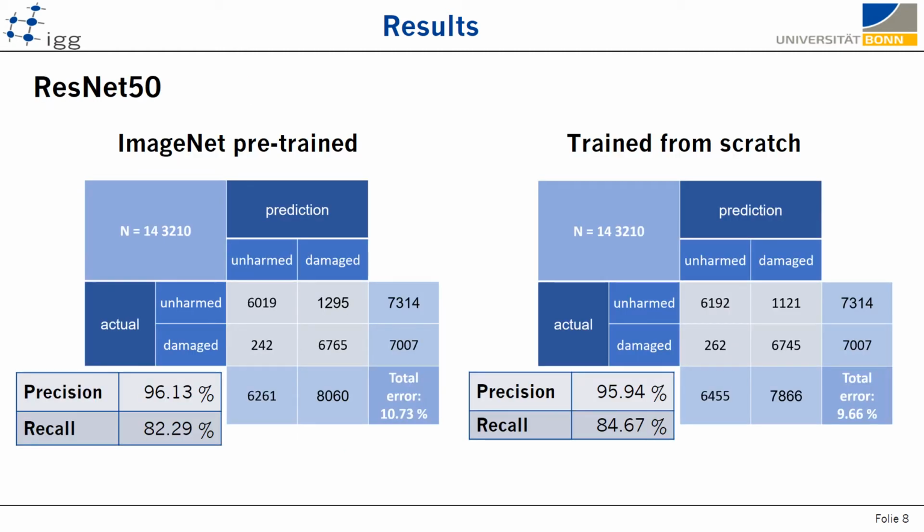As a comparison, the deep network we chose is the ResNet50. We trained the network twice, once with ImageNet pre-trained weights and a second time from scratch. In both cases, the network tends to misclassify unharmed patches as damaged, leading to a higher recall compared to the shallow network. The number of patches which show damaged berries but are classified as unharmed is comparable to our network. The total error of both networks is nearly twice as high as for our shallow network structure.